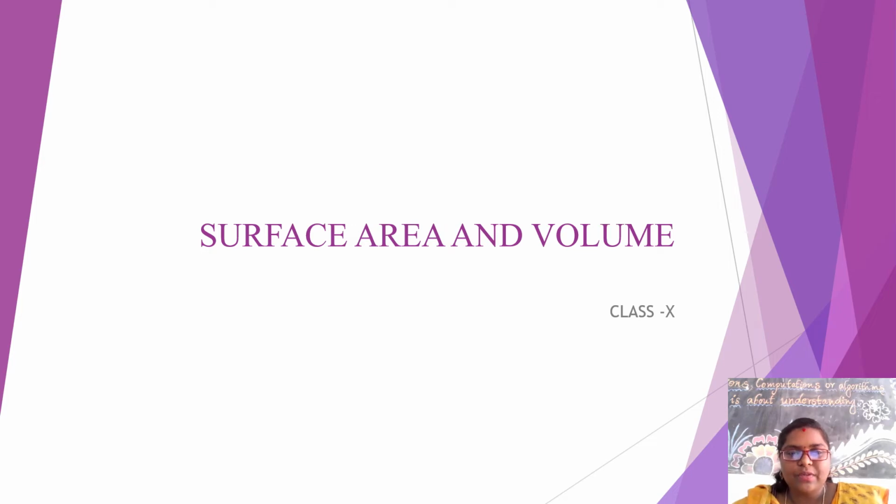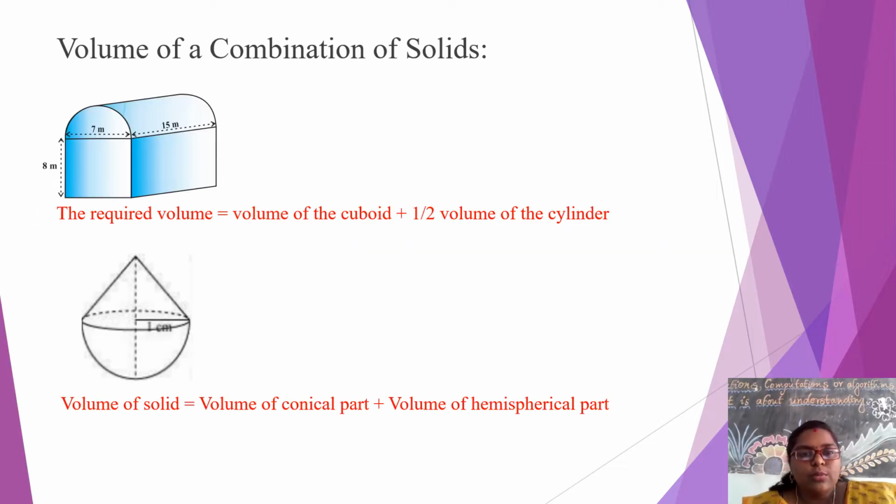Hello everyone. Today we are going to see the chapter Surface Area and Volume. Exercise 13.2, volume of a combination of solids. In the previous exercise we learned the surface area of a combination of solids. There we found the surface area. Here we are going to find the volume.